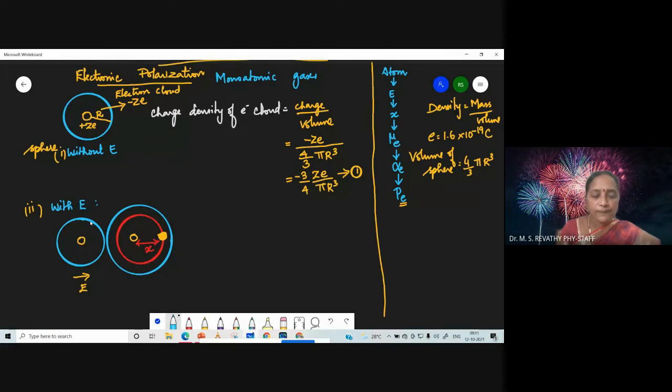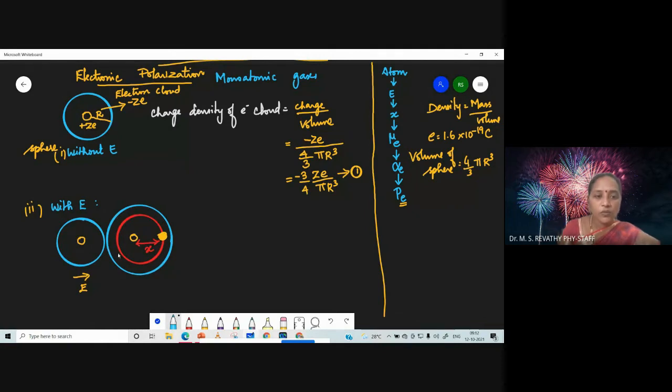So here there are two types of forces that are acting. When the electric field is applied, the nucleus is moving in the direction of the electric field, because the nucleus is positive. And what about the negative electron cloud? They move in a direction opposite to that of the electric field. So this electron cloud entirely shifts along this direction.